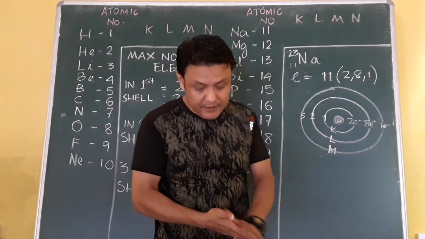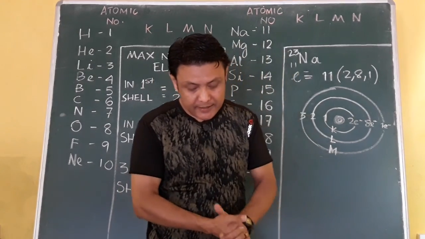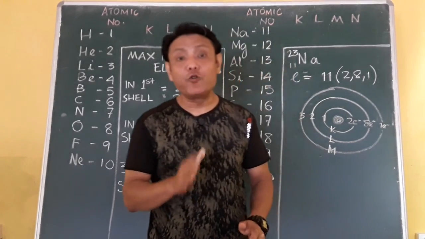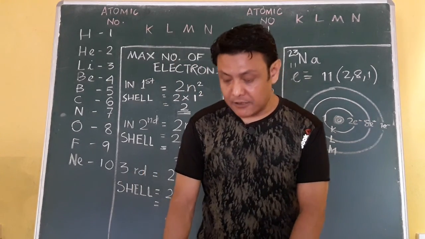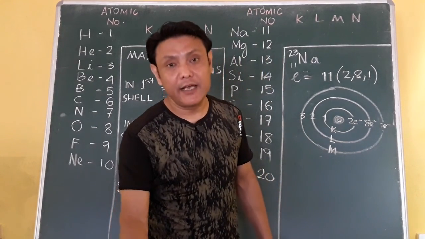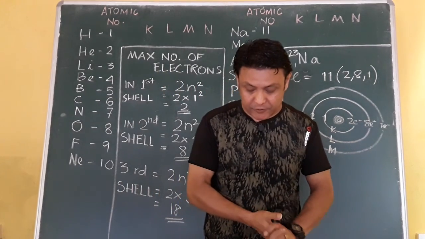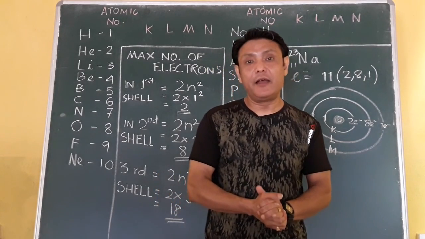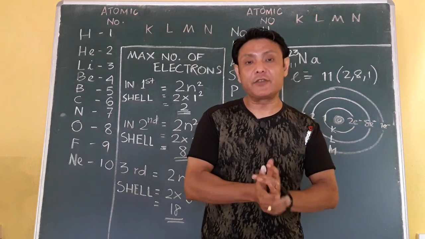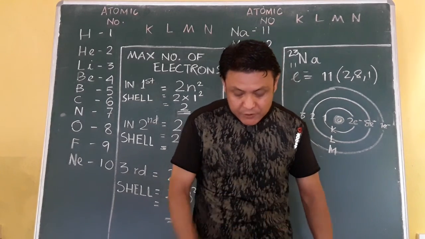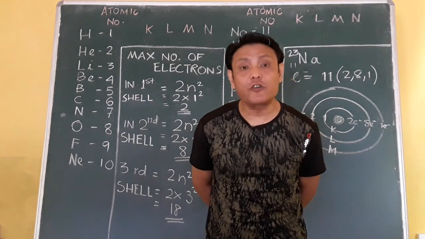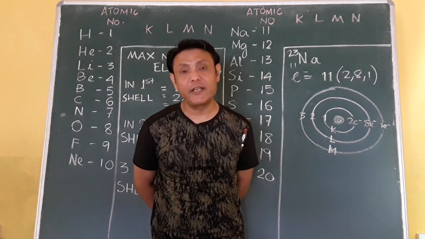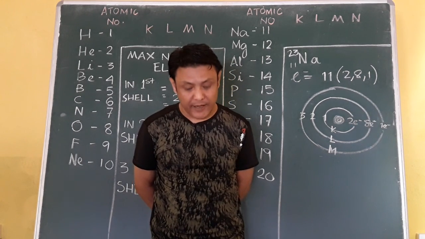The Bohr-Bury scheme of electronic configuration says that the outermost shell in an atom can have only 8 electrons. So the last shell can have a maximum of only 8. The outermost shell, called the valence shell of an atom, cannot accommodate more than 8 electrons, even if it has the capacity to accommodate more. That you have to remember.